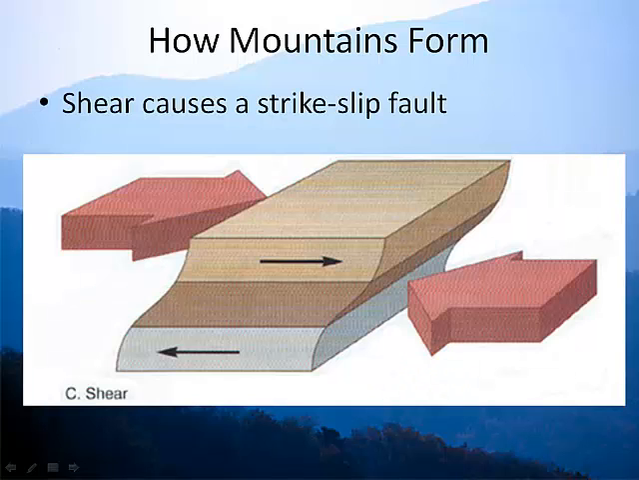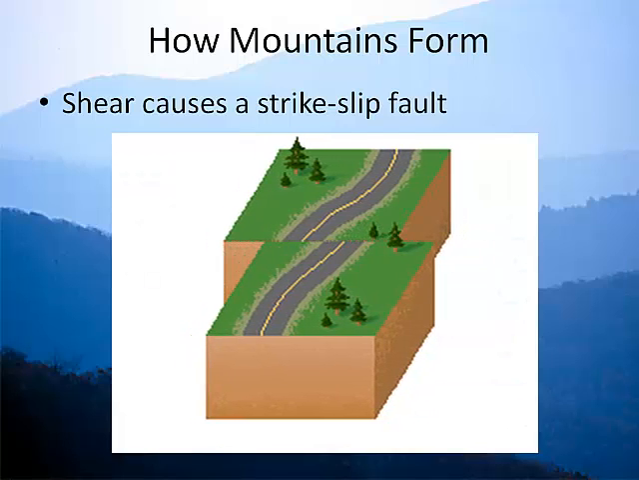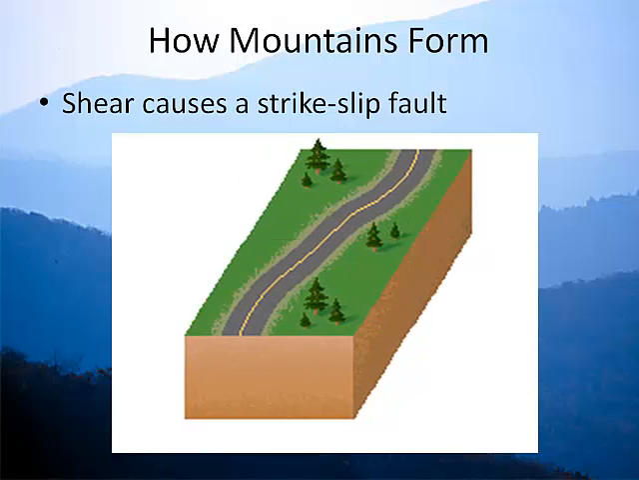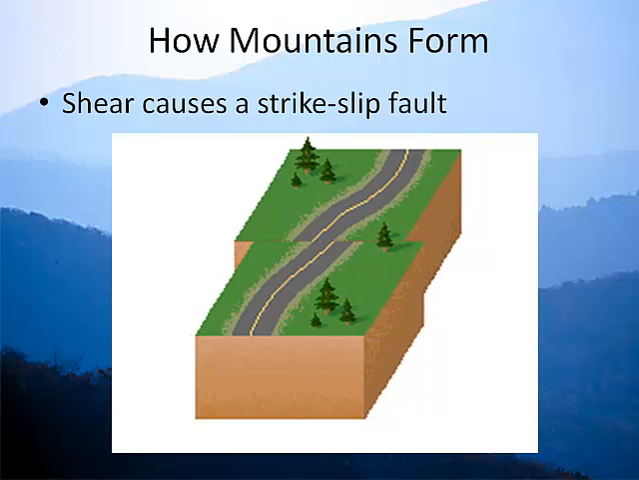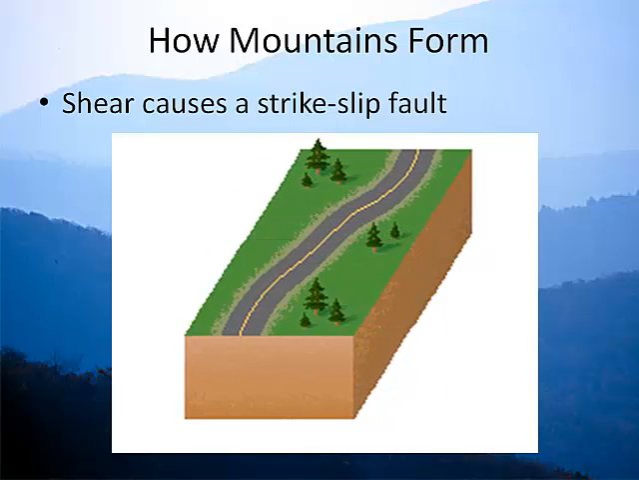Shear causes what's called a strike-slip fault. It's kind of like compression, only these forces aren't balanced against each other, so the rock tends to get what we call sheared. And it causes this type of fault, where the rock moves sideways. The classic example of this is the San Andreas Fault in California. So shear causes a strike-slip fault.